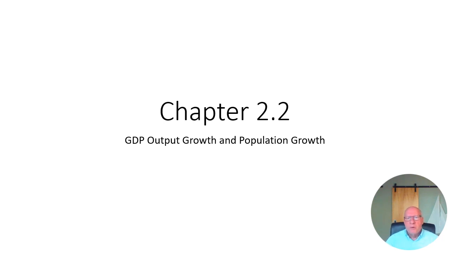Here in Chapter 2.2, the subsection of Chapter 2, we're going to be dealing with GDP output growth. In other words, trying to measure how quickly and how much an economy is growing, measured by its GDP growth, and then also taking a look at population growth and seeing what impact population growth has on the standard of living.